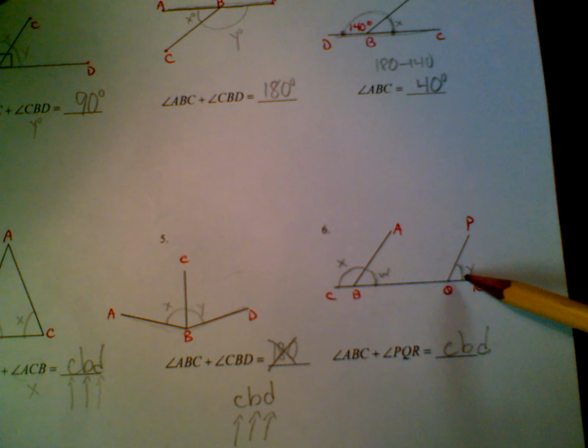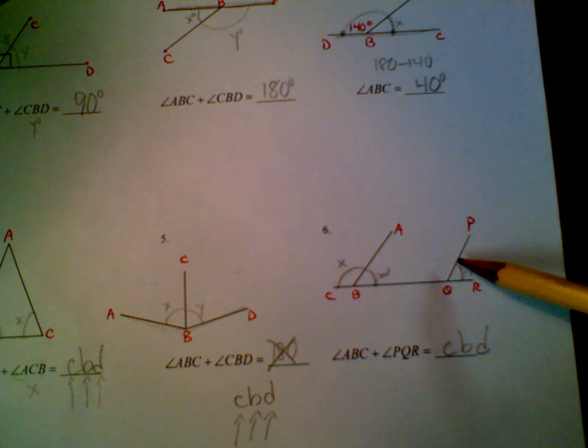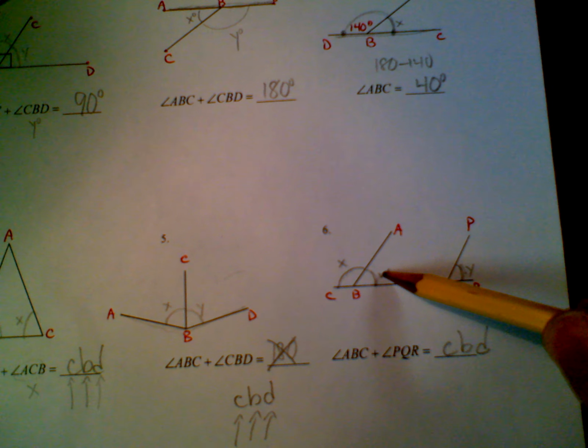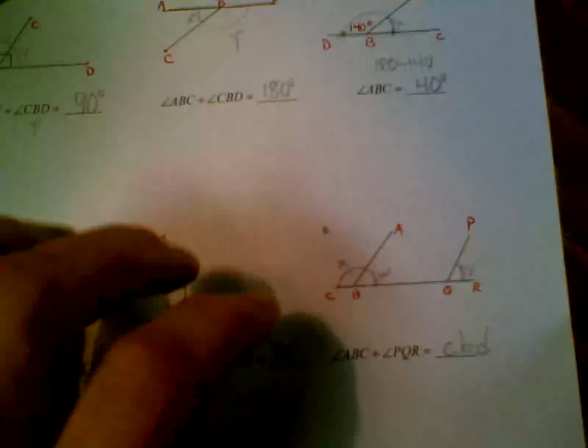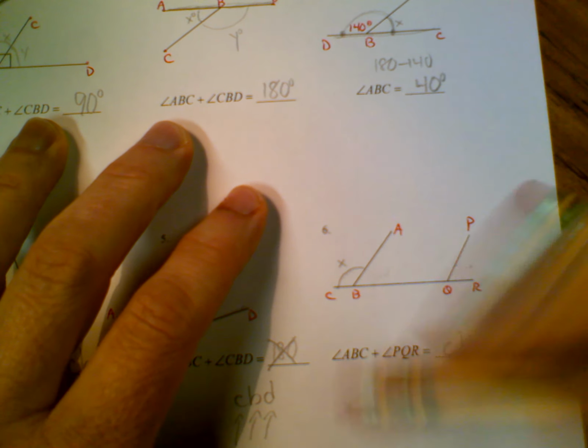Okay? If I had some way of knowing that W and Y were exactly the same size, then X plus Y would be the same total as X plus W, which would be 180 degrees. But there's no way to know that W and Y are the same size.